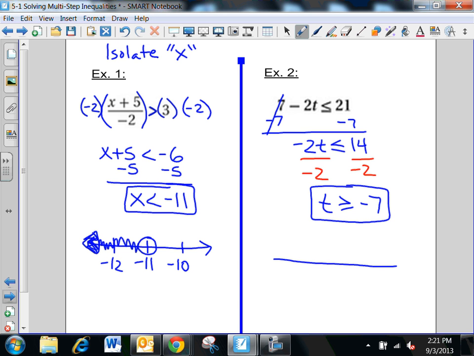I'll graph it quickly. I'll put -7 in the middle, -8 on the left, and -6 here. I'll put a closed dot on -7 and graph everything to the right.